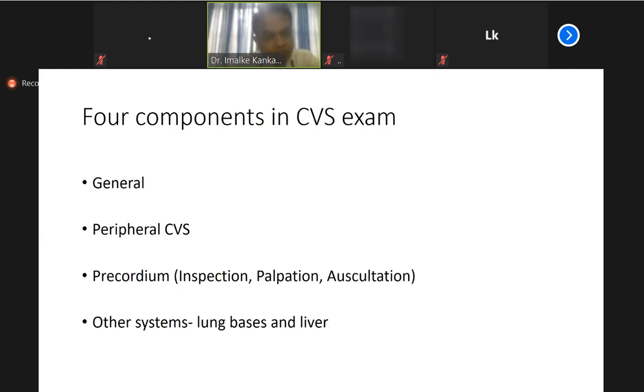So precordial examination: inspection, palpation, auscultation. In CVS, we don't expect you all to focus only over the heart, you gain nothing from that. And system-wise, lung bases and liver. So we look at whether you have touched all these four components, but some of you might not examine the liver, examine lung bases, so you might forget, right? So keep that in your mind.